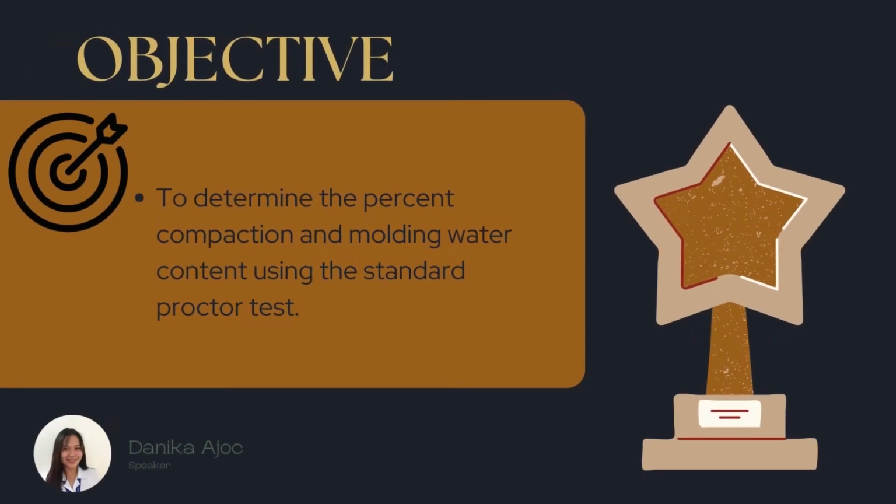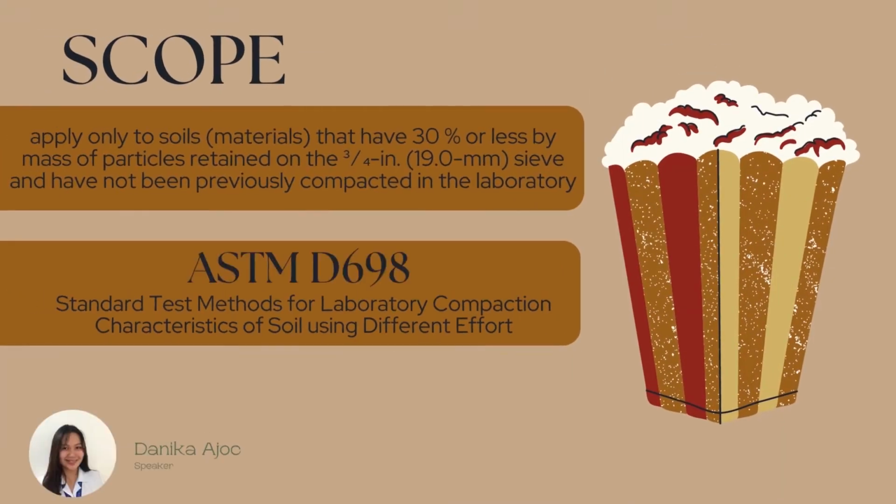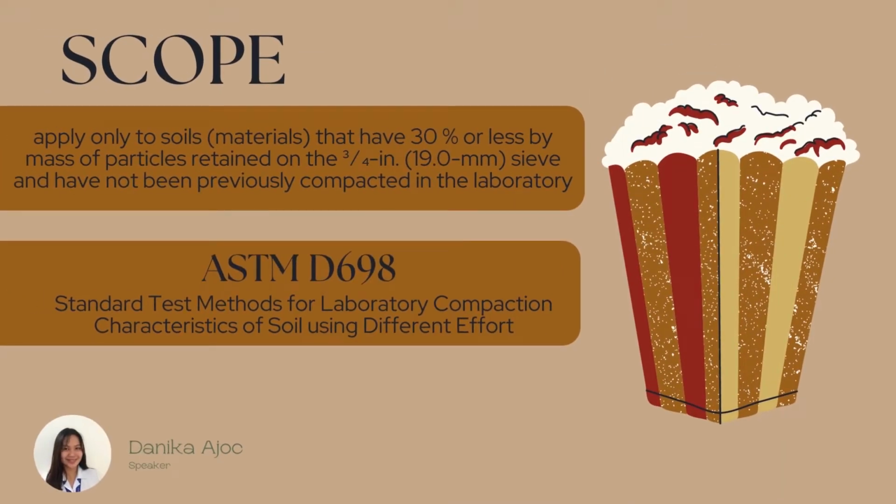The objective of this video experiment is to determine the percent compaction and molding water content using the Standard Proctor Test. Scope: these test methods apply to soil materials that have 30% or less by mass of particles retained on the 3/4 inch sieve and have not been previously compacted in the laboratory, that is, do not reuse compacted soil.